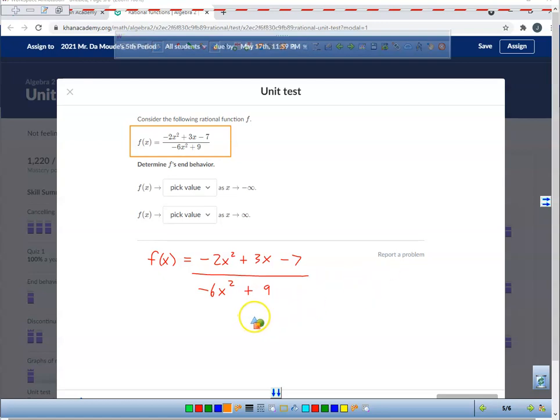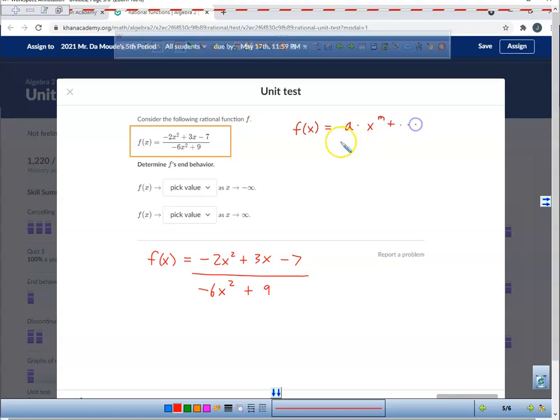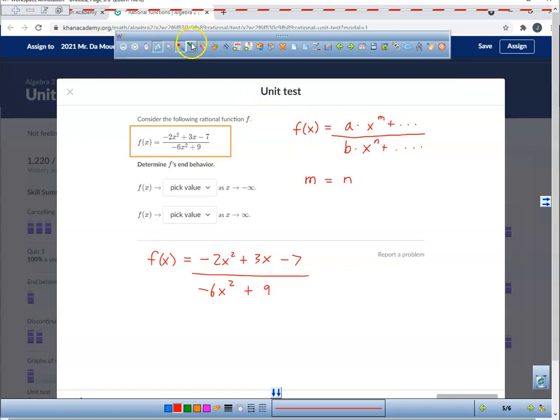Okay, everybody got this written down? We good? Okay. All right, so there are 3 rules that we have to be aware of, okay? You guys should already have this in your journal, but in case you don't, if you have a times x to the power of m plus I don't care over b times x to the power of n plus I don't care, if the m value is equal to the n value, that's the scenario we got going on right here. This power is equal to this power. Then that lets you know your end behavior is just y equals a over b.